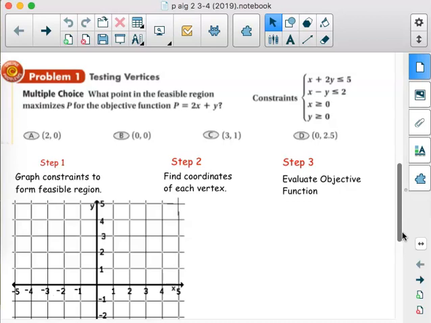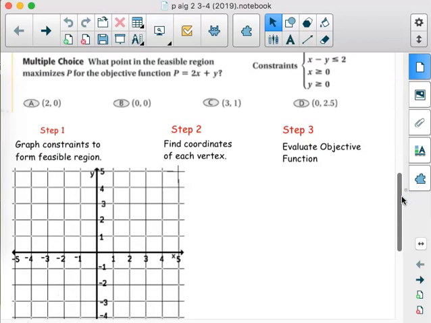So what point in the feasible region maximizes P, which usually stands for profit, for this objective function? Objectives are what you're trying to reach. So the business, for whatever reason, these might be in millions of dollars, makes $2 million off of product X and $1 million off of product Y. And they want to know, where should we do this? If we can hire people and produce as many as possible, should we do that? How will we maximize our profit if we do?